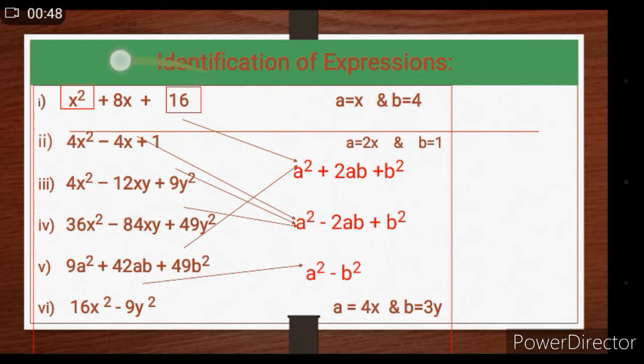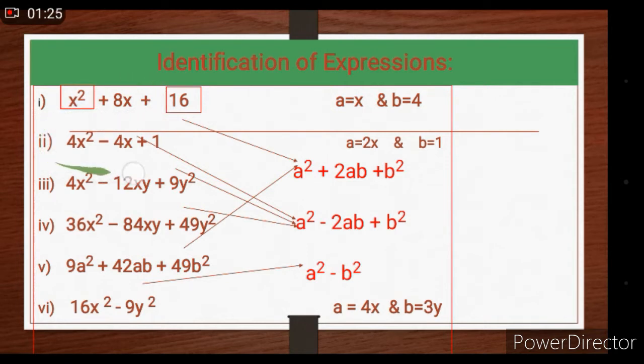So what is the identification? We have the square of the first term, the square of the second term, and this term is 2ab from this identity, and this 2ab has a positive sign, so this whole expression is of the first type, which is a square plus b square plus 2ab. Why do we have plus 2ab? Because this middle term has a plus sign with it.